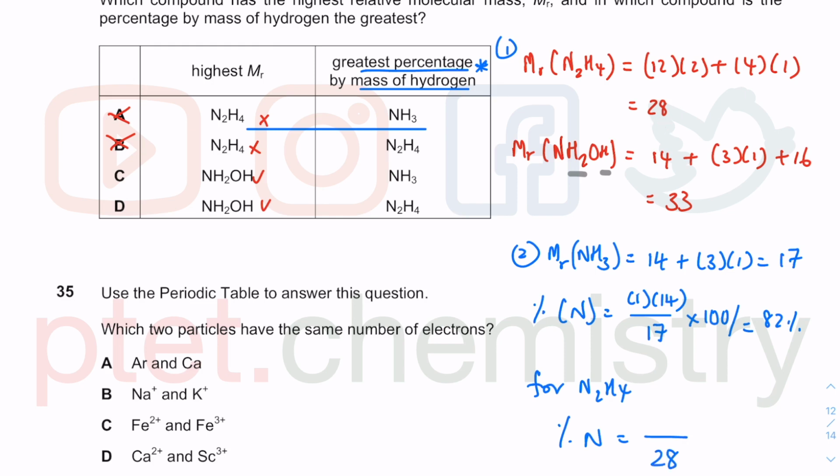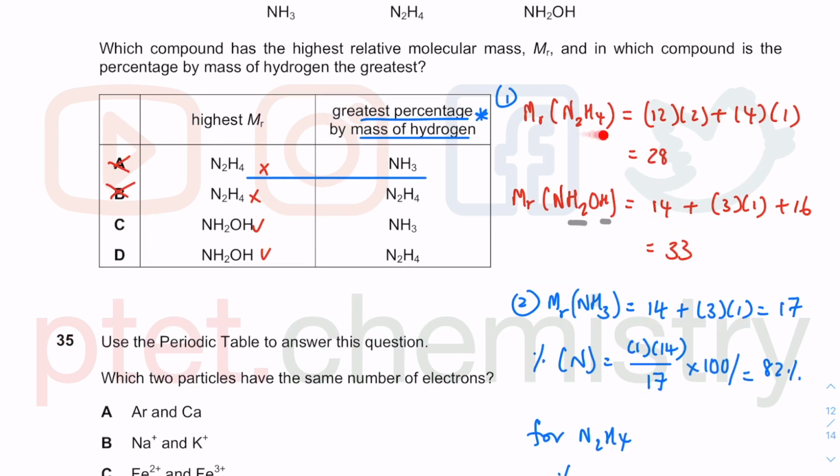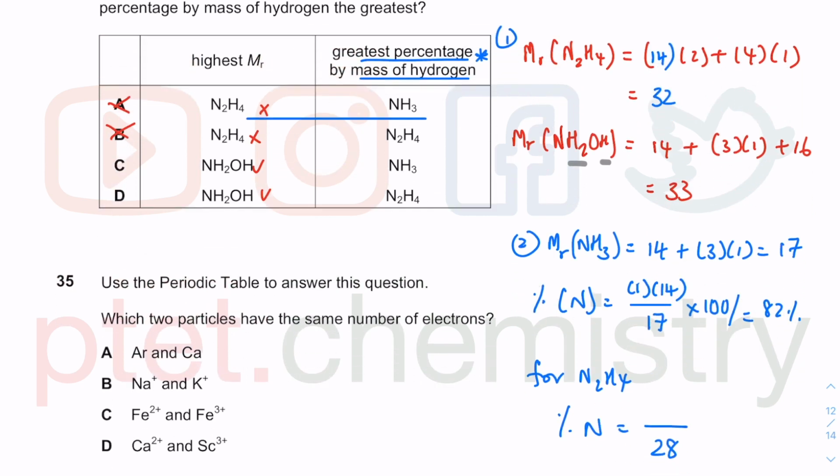Am I correct? Nope, I think I've made a mistake. I definitely made a mistake. N2H4 is not 12 times 2, it's actually 14 times 2. See, it's very easy to make a mistake there. 14 times 2 plus 4, that gave me 32. So which one is higher? 33 is still higher than 32, so I think I'm okay there, luckily. All right, but because I spotted that it was nitrogen and not carbon, I would have messed up otherwise in the theory paper. So it's not out of 28, it's out of 32.